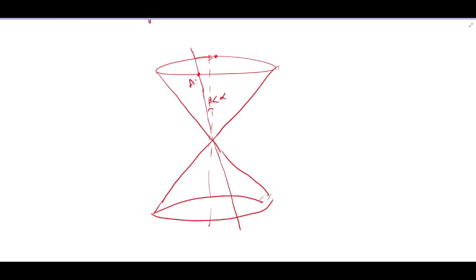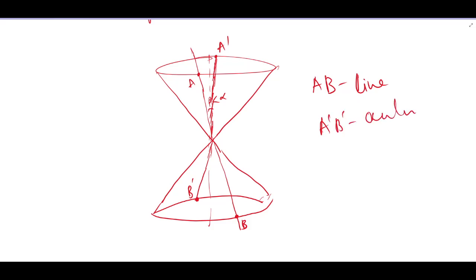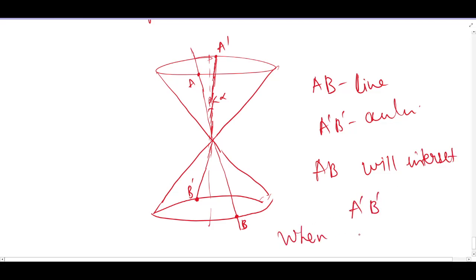So this is point A and this is point B and this is point A dash. So we get two intersecting lines. So this is B dash, where AB is one line and A dash B dash is another line. So AB will intersect A dash B dash when beta is less than alpha.